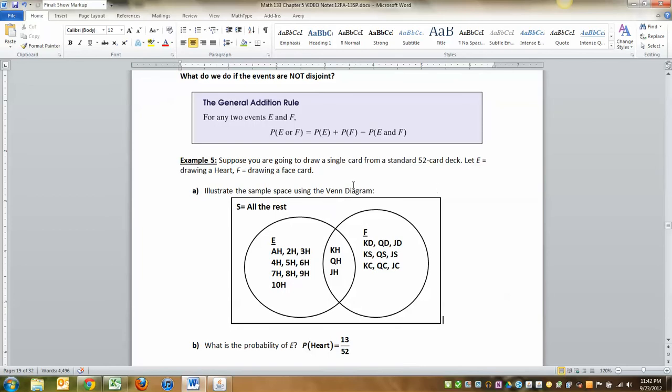So here I have a 52 card deck, and you're going to draw a single card. Let E equal drawing a heart, and F is drawing a face card. Illustrate the sample space using the Venn diagram.